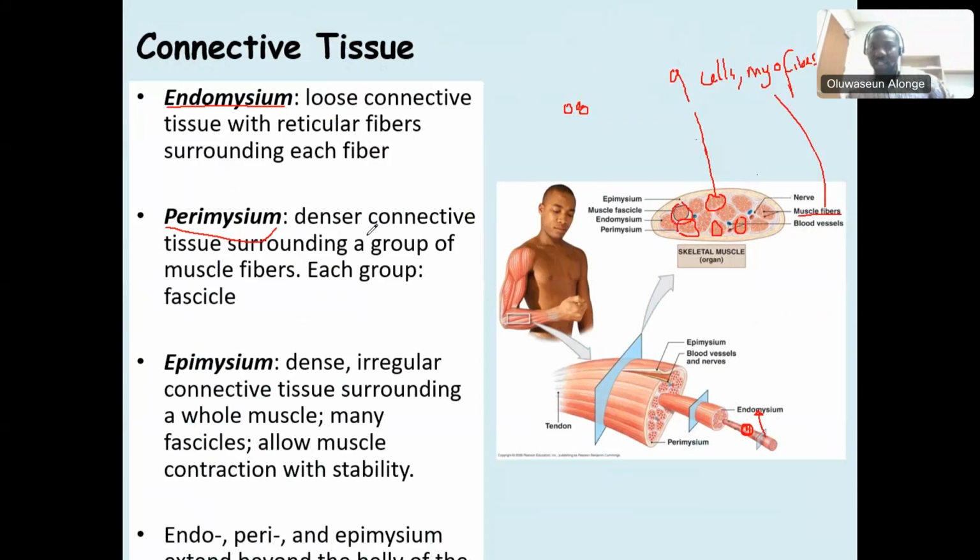And when you look at it, it's a dense connective tissue. Now, when you have a group of muscle fibers that form a bundle together, we call this group a fascicle. So in essence, you are saying that each fascicle is surrounded by perimysium.